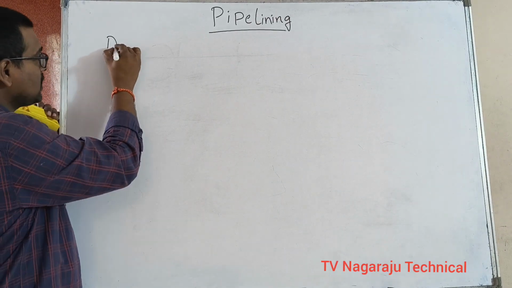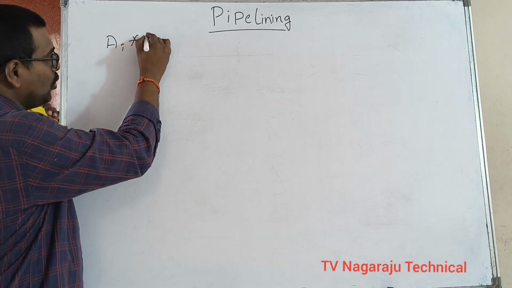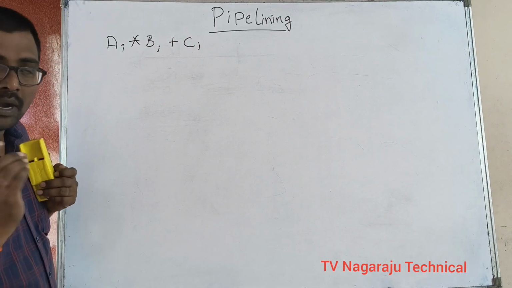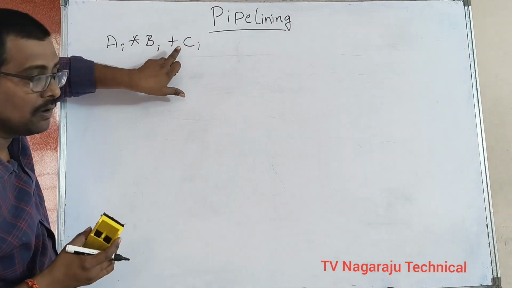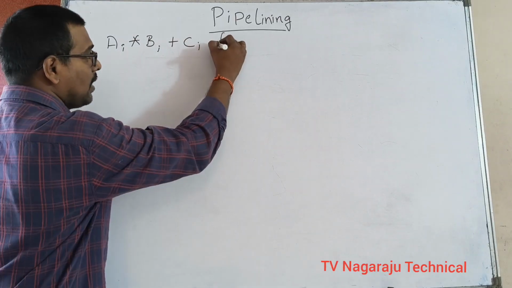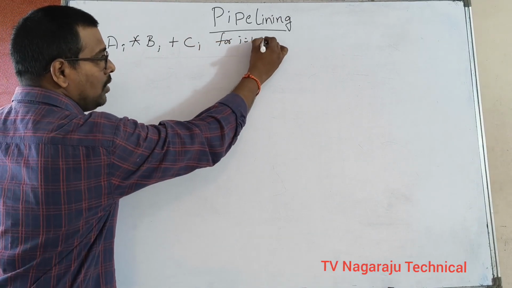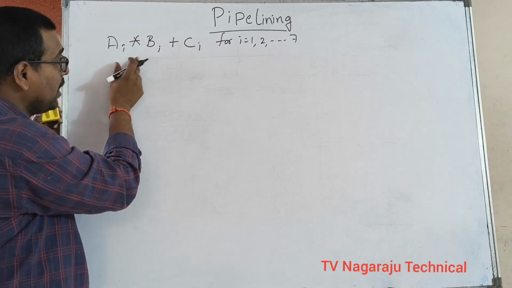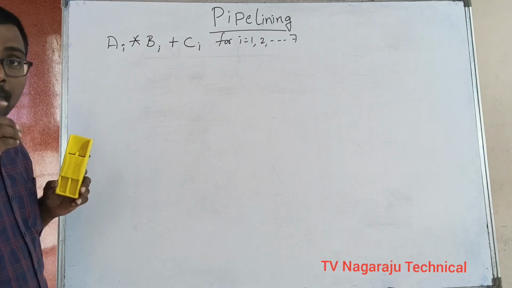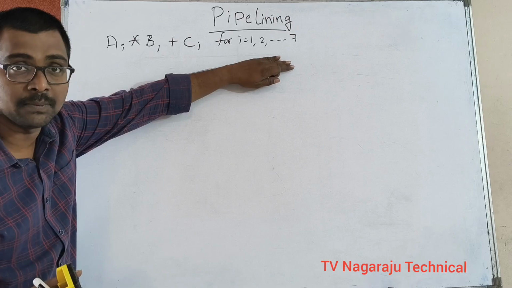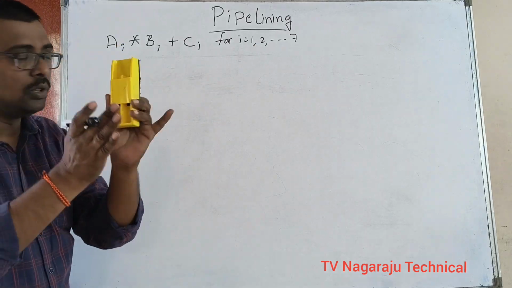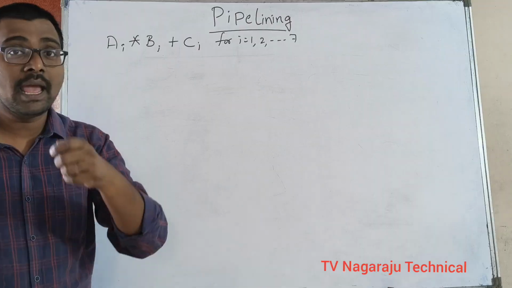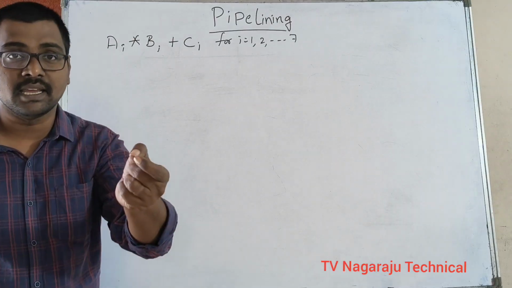An example is Ai times Bi plus Ci. Here what I am doing is multiplication and addition for i equal to 1 to 7. That is A1 times B1 plus C1, A2 times B2 plus C2. The operation is repeated 7 times. Clear? Now, how is this operation divided into segments and what happens on each clock cycle?